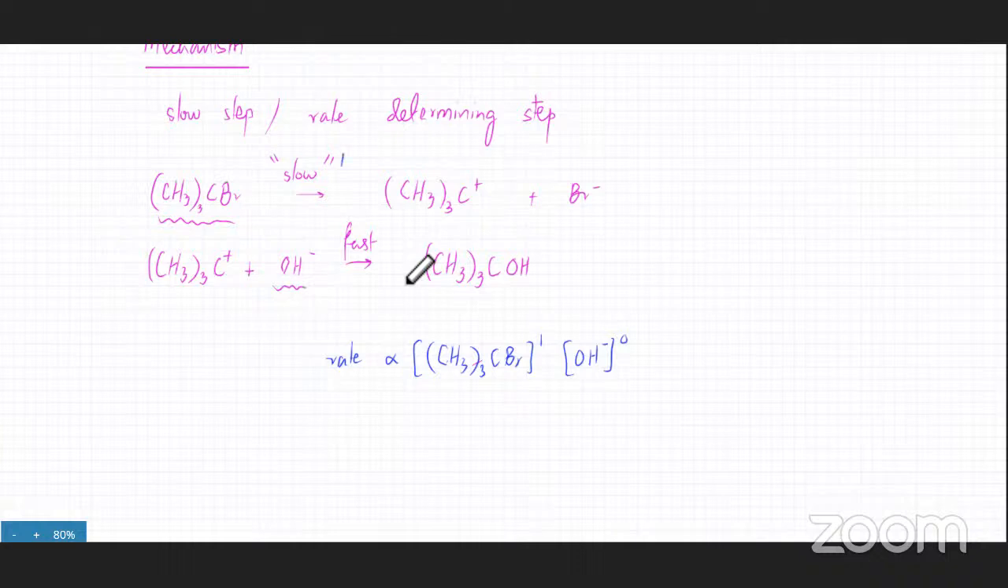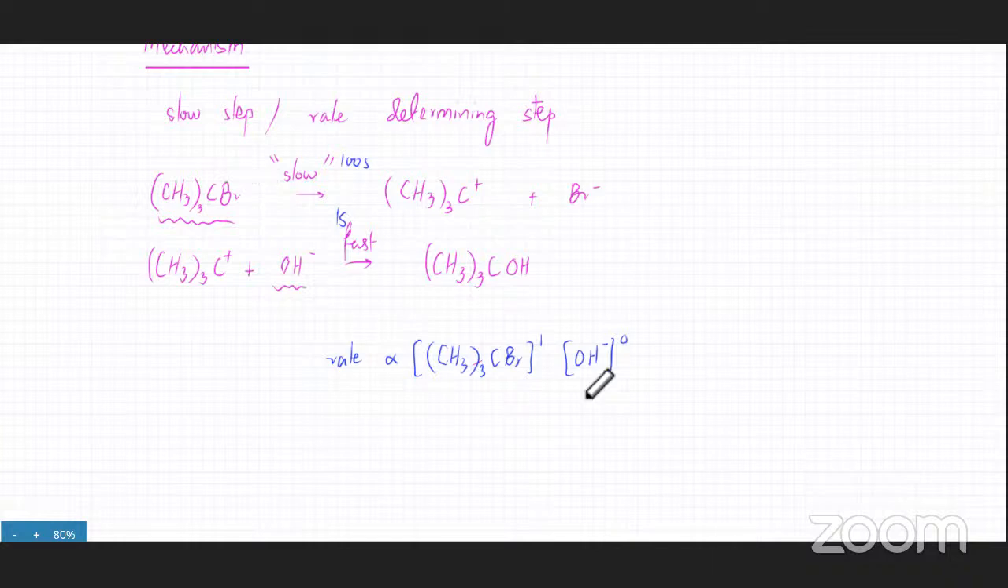If this takes 100 seconds, sure. So what about the carbocation concentration? Do we not consider that? No, but that's an intermediate. Its concentration is dependent on this constant. Even if we write the carbocation intermediate, we're basically talking about this one.